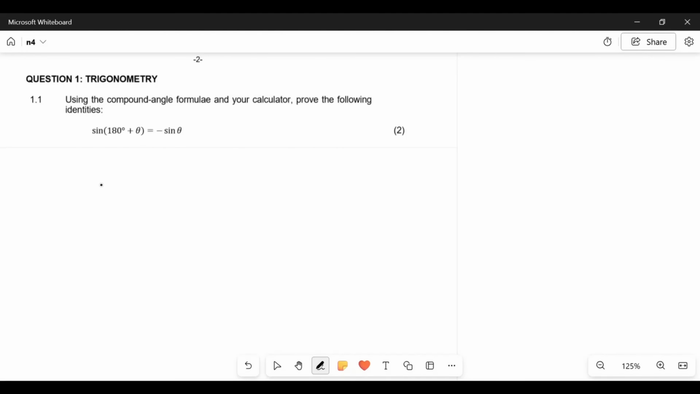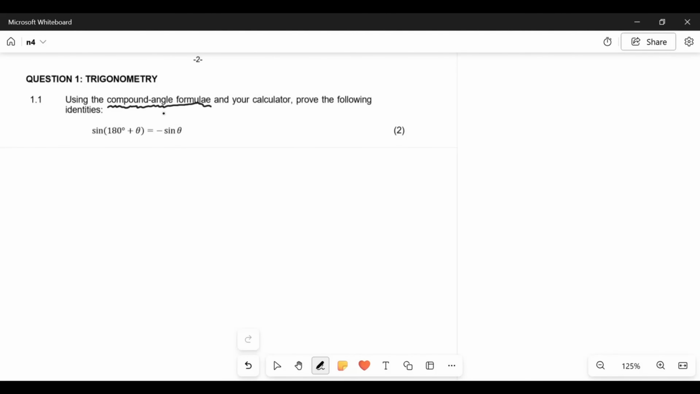Let's look at question 1.1. Let's first read the statement. The statement goes like this: using the compound angle formula and your calculator, prove the following identity. Here's the identity they want us to prove. We are given sine of 180 degrees plus theta equals negative sine theta. We've been given a hint that we should use a compound angle formula, and also you can use a calculator to prove this identity.